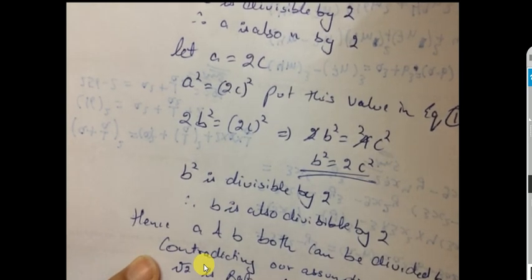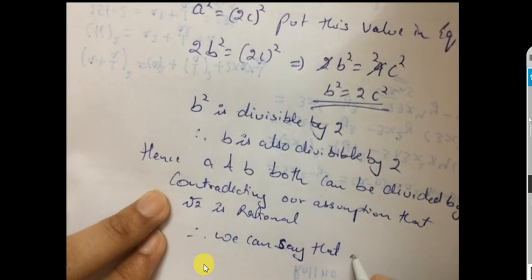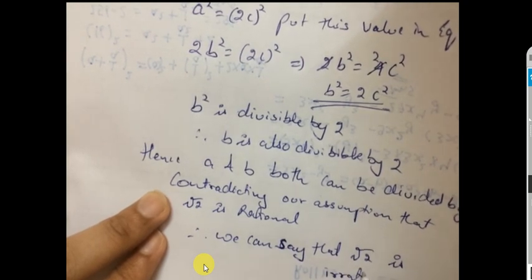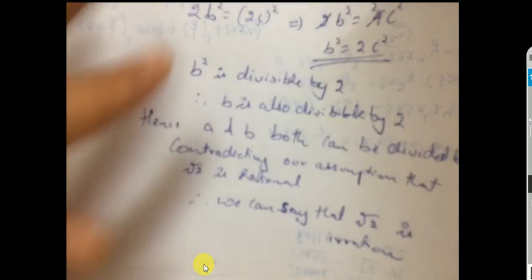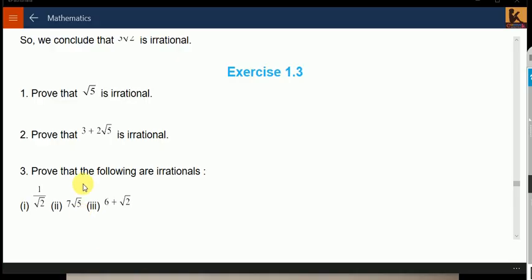Therefore, we can say that root 2 is irrational. Why is it irrational? Because if a and b are co-prime, it can never have any other common factor except 1. Now similarly you can show that root 5 is irrational. Over here you will take root 5 equals a by b, then root 5 b equals a, and you can solve it further.